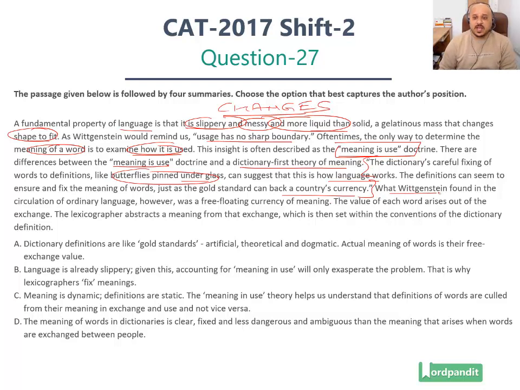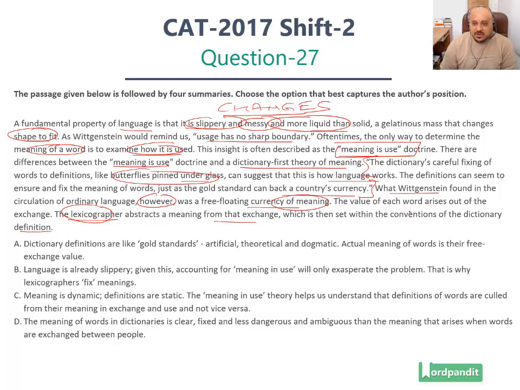What Wittgenstein found in the circulation of ordinary language, however, the however is very important. It tells you that there is going to be something which is going to counter the previous sentence or sentiment, was a free-floating currency of meaning. So when he says currency of meaning was free-floating, he's basically saying as far as ordinary language usage goes, meanings change. The value of each word arises out of exchange. The lexicographer is a person who sets the words in a dictionary. He identifies them, puts down their meanings in the dictionary, abstracts a meaning from that exchange, which is then set within the conventions of the dictionary definition.